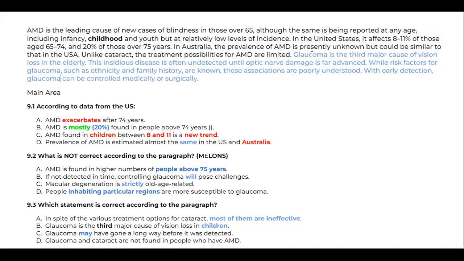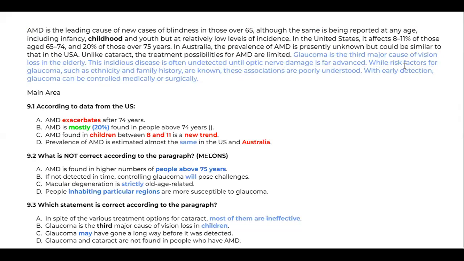Third, so in last, first line. First. Is the third major cause of vision loss in the elderly. No, not here. This insidious disease is often undetected until optic nerve damage is advanced. Yeah, even here also, there is a hint there. While risk factors for glaucoma, such as ethnicity and family history, are known, these associations are poorly understood. Even here also, you won't find the answer correctly.